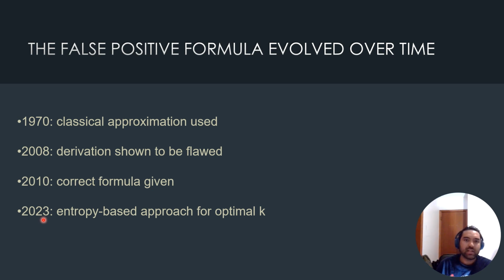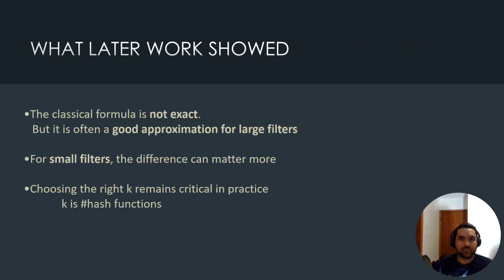More recently, in 2023, Fan and his co-authors proposed an information-based approach for finding the optimal number of hash functions without relying directly on the false positive formula. So this is an important part of the Bloom filter story. Even though the data structure itself is old, our understanding of its behavior continued to evolve for decades. Our main result is that the classical formula is not exact, but it is still often a good approximation when the filter is large enough.